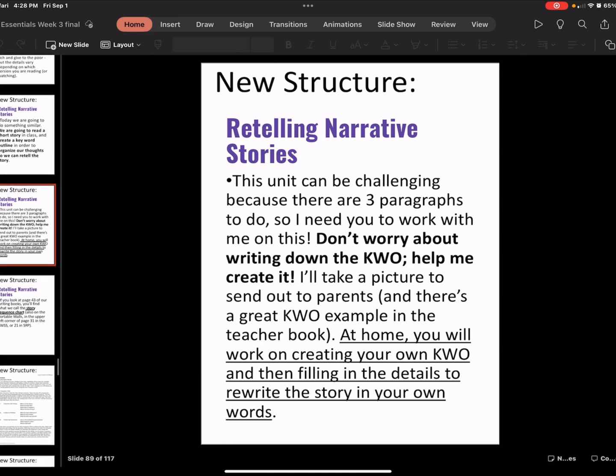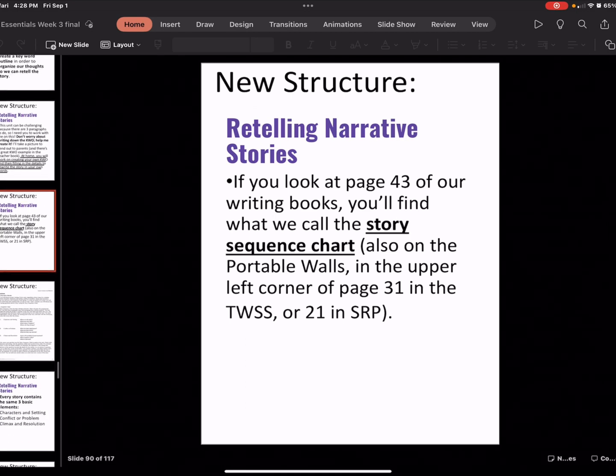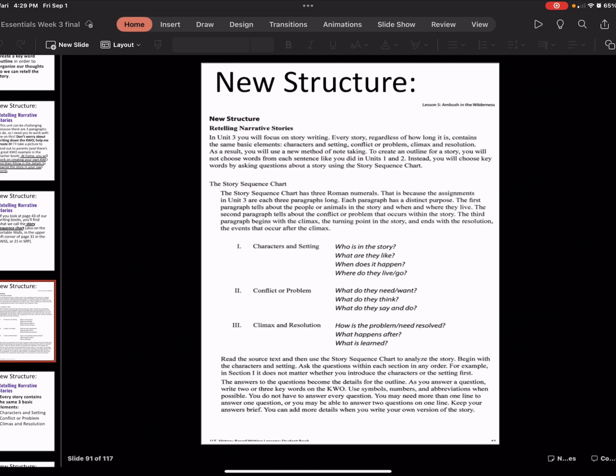So we're going to move to here, and we're going to look at page 43. So you have your student book, and moms or dads or whoever, you've got your parents' book with a teacher guide. And you're going to look at page 43. And what you have on page 43 is a story sequence chart. It's also on the portable walls that can be purchased through CC. Okay, so here's page 43. And it has the new structure, retelling narrative stories.